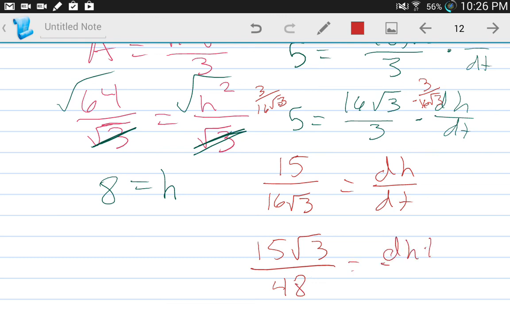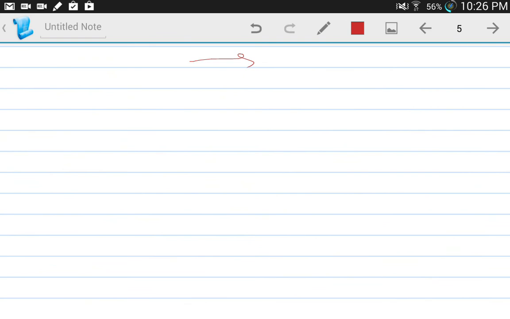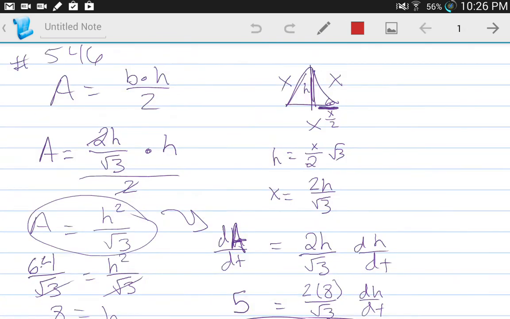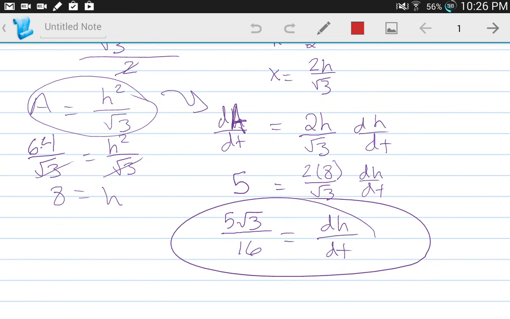And I think I actually made a mistake somewhere here. I solved this a long time ago, and we got this answer, which is the answer at the end of the book. We have h squared over radical 3. I just left it there. I didn't actually simplify that, which made it easier. But yeah, dA over dt equals 2h over radical 3. 5 equals 2 times 8 over radical 3 dh over dt. And we get this answer.